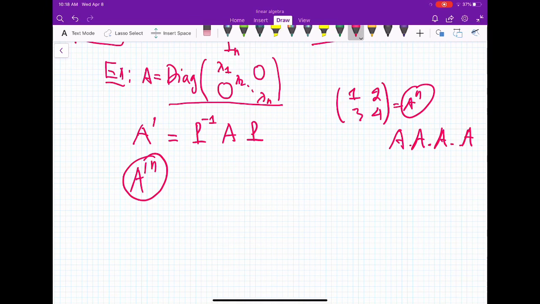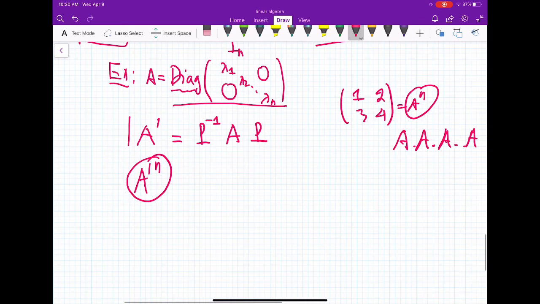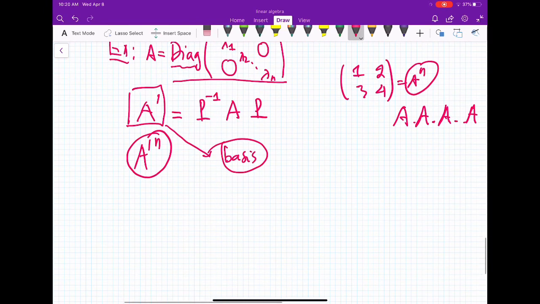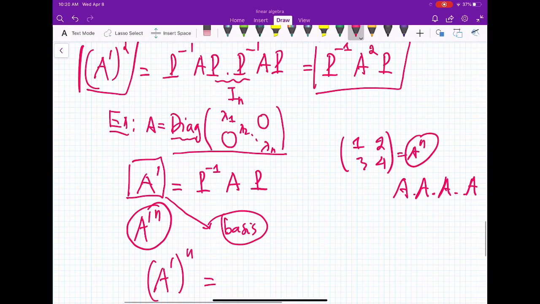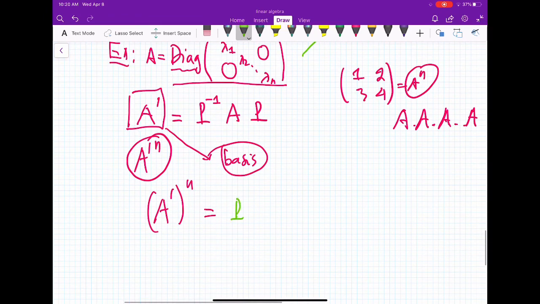And suppose that in some basis, our linear transformation has diagonal form. Makes sense? It has diagonal form. So you can find A prime in that specific basis. Okay, so now you can compute A prime to the n. As we have seen right here, you just need to apply P to negative 1, A to the n, P, right?